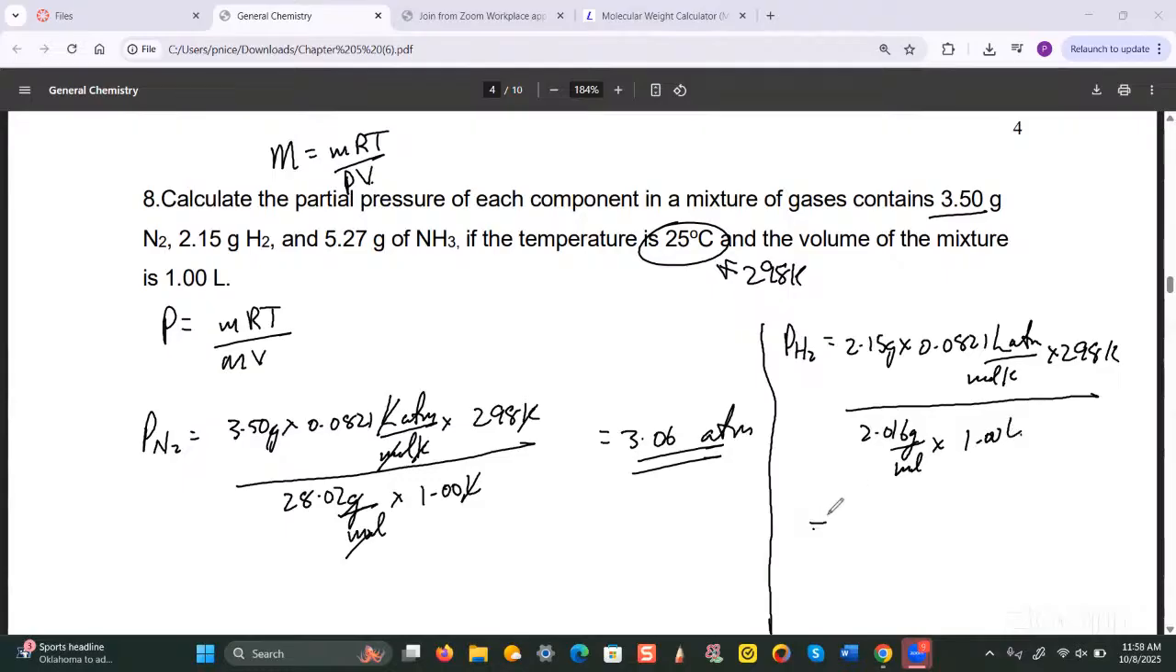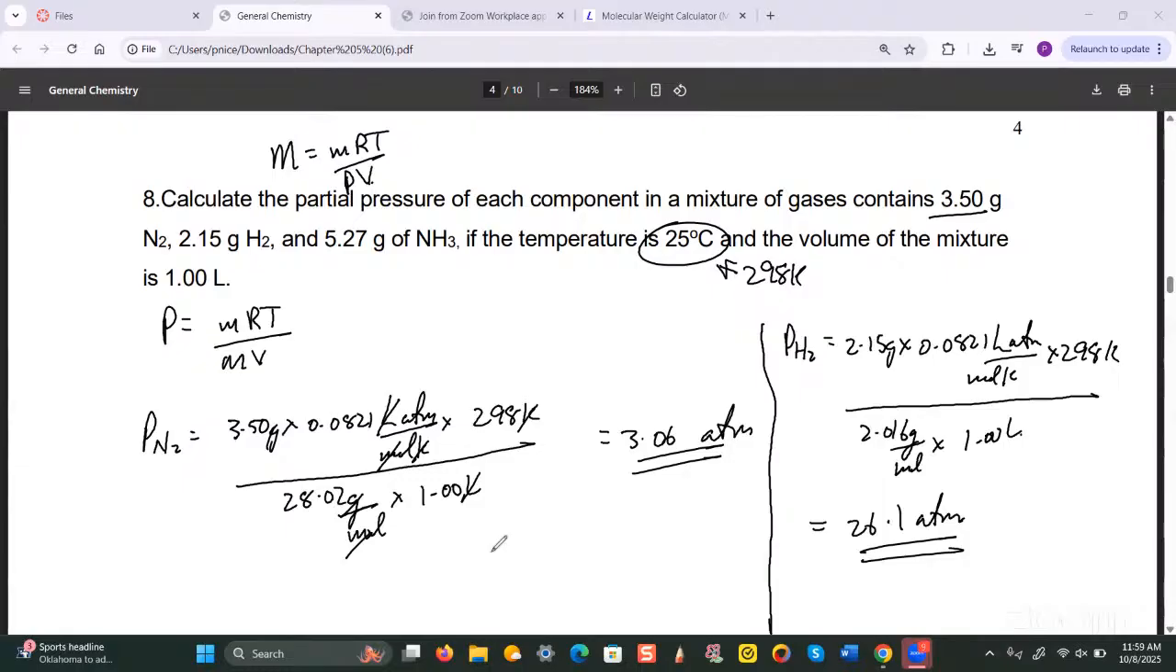And that's it. So let's do this. 2.15 times 0.0821 times 298, and then I'm going to divide that by 2.016 times 1. And according to my calculation, this works out to be equal to 26, how many sig figs? 3 sig figs. So 26.1 atmospheres. That's what I got. All right. Okay, any questions about this one?